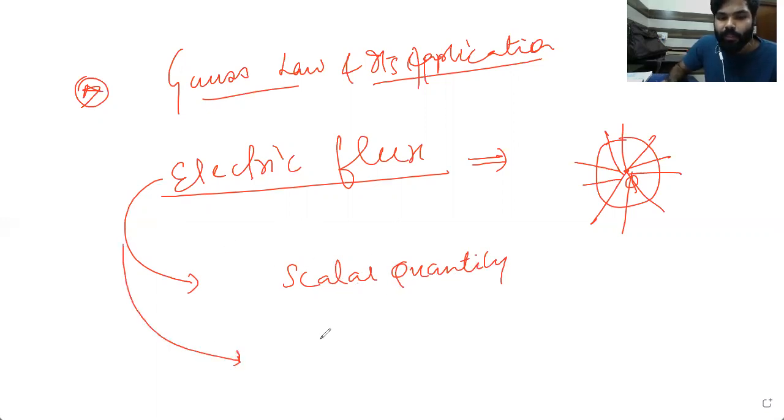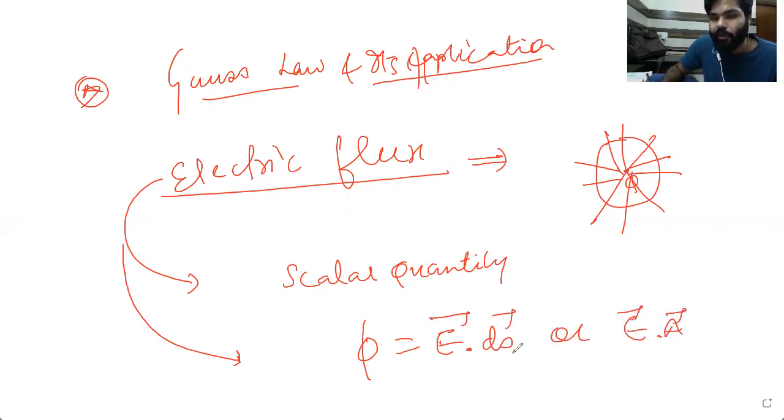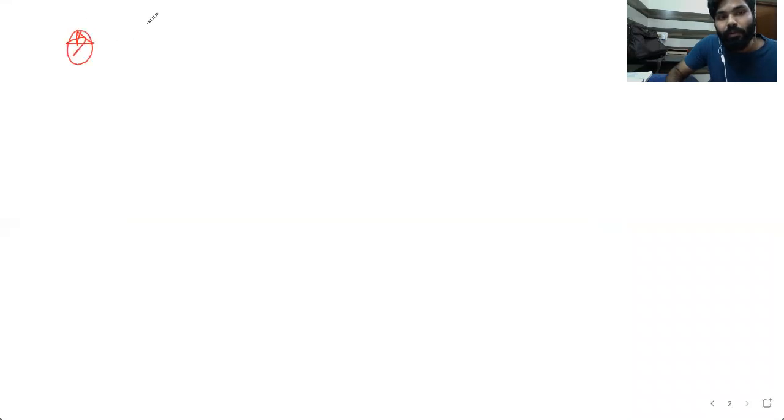And its mathematical expression is flux is nothing but E dot ds or E dot A, meaning the dot product of electric field and area of that surface through which electric flux is linked. Like in this case, the flux is linked through a curved surface or total surface area of the given sphere, which is 4 pi r square. Suppose r is the radius of this given sphere. Now we can move towards Gauss law.